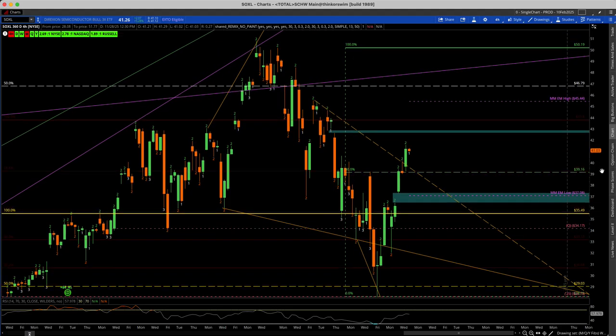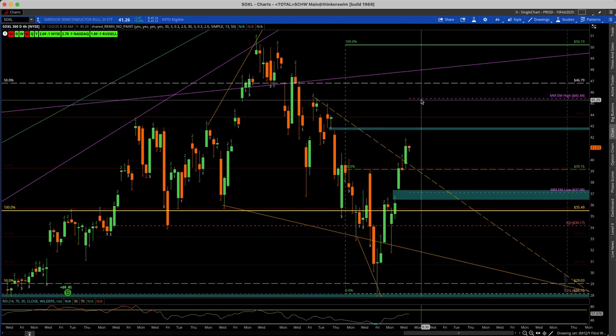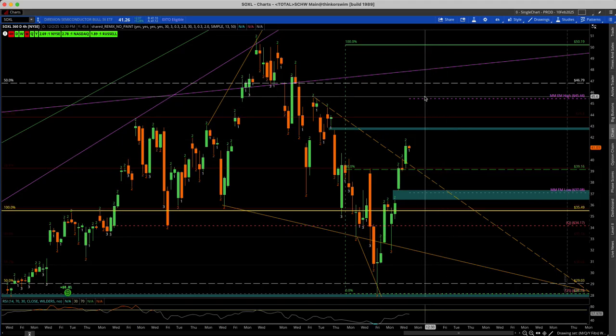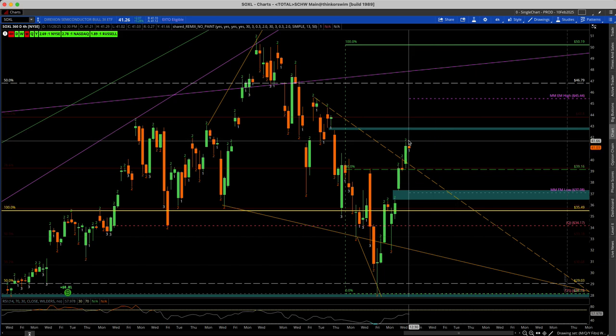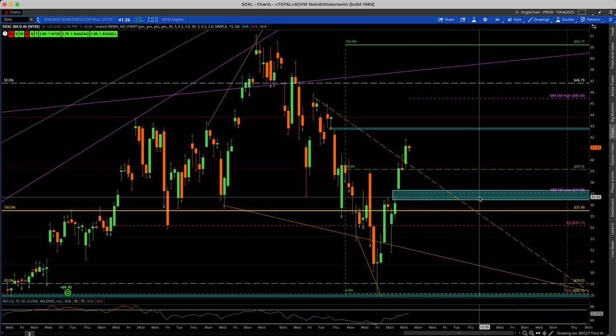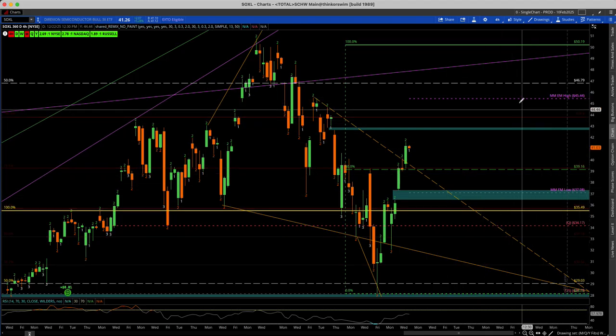Now, again, the market maker's expected move is not an end-all, be-all. That doesn't mean that if price makes it to this point, it has to reject and push down or stop and move sideways. That's not what happens. You can easily go above or below the market maker's expected move, but for the most part, about 70% of the time, price does stay within that range.